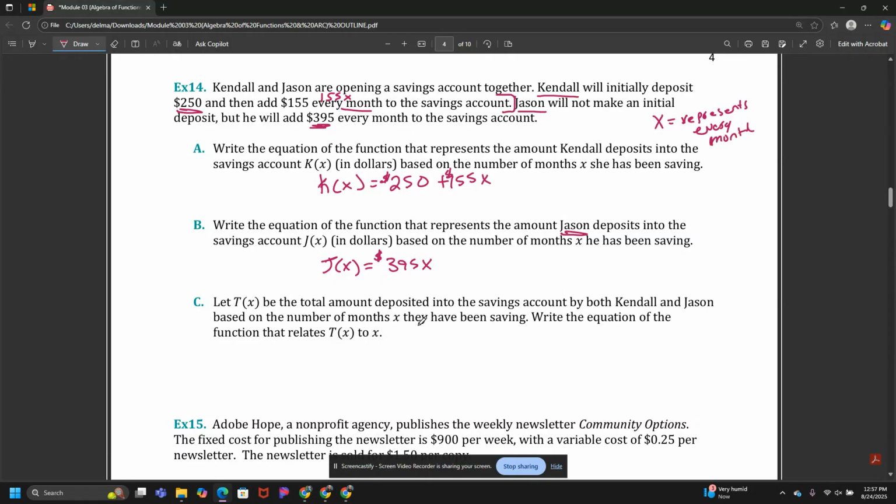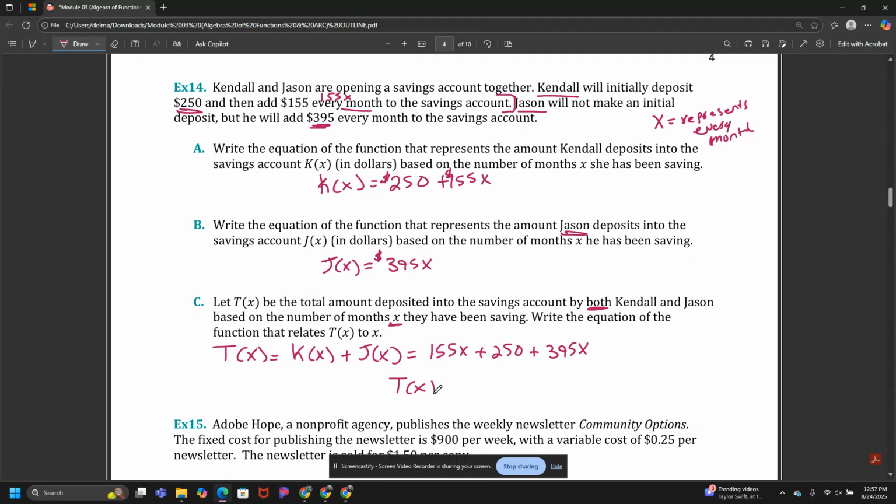Alright, now let t of x be the total amount deposited into the savings account by both Kendall and Jason based on the number of months x they have been saving. So this is telling me that the total is going to be whatever Kendall's function is plus Jason's function. So I'm going to write that down. Well, we know that Kendall is 155x plus that 250. And then we know that Jason is just 395x.